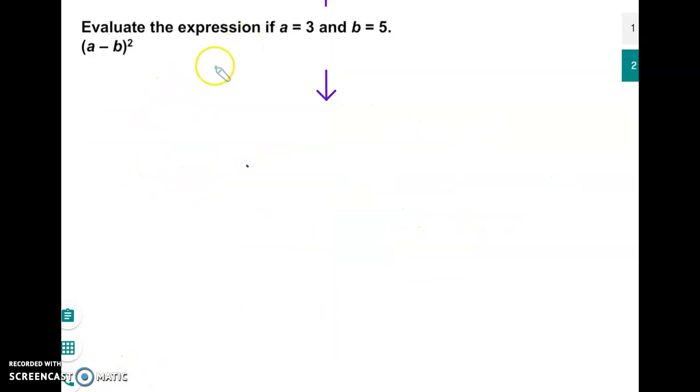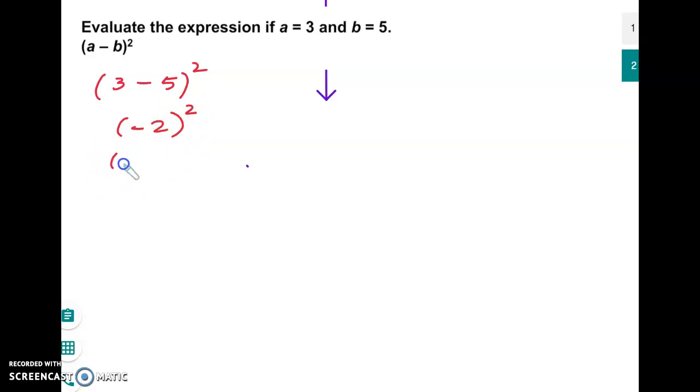Let's try another similar question. Evaluate the expression if a is given 3 and b is given 5. We have to evaluate a minus b to the second exponent. So a is 3. I'm going to replace the letter a with the 3, and b with the 5, and I'm going to put the exponent 2. When we have a parenthesis and exponent, we have to do the parentheses first. So 3 minus 5 gives you negative 2 to the second exponent.